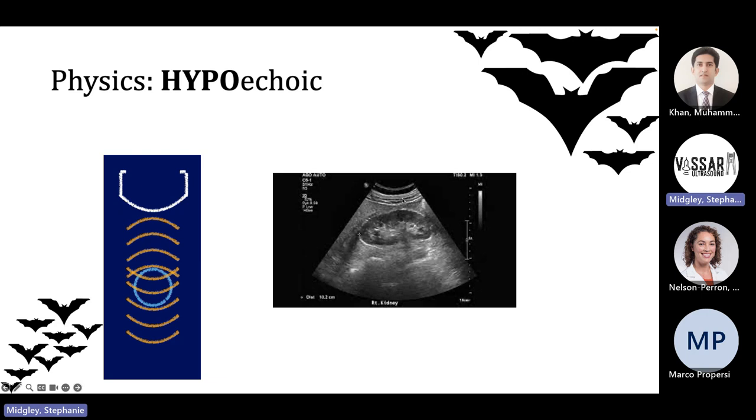Normal kidney should be less bright than the liver. If your kidney is brighter than the liver, then that can be either chronic kidney disease, or it could be acute, like medical renal disease, like interstitial nephritis, lupus nephritis, ATN. So that's going to give you a clue.